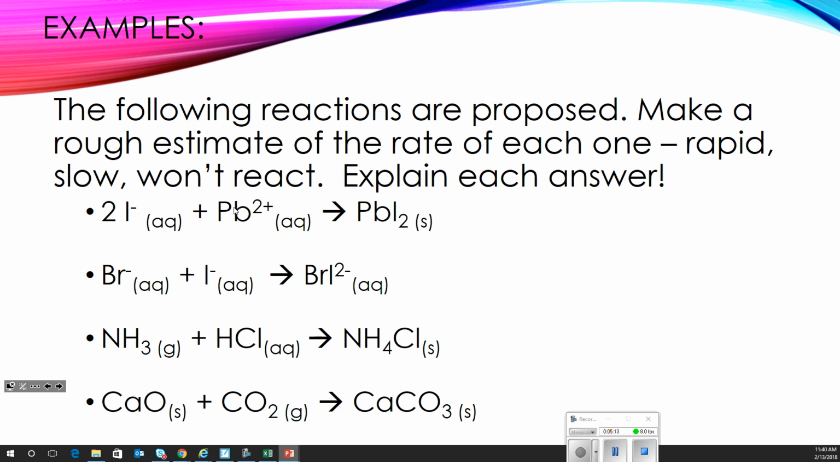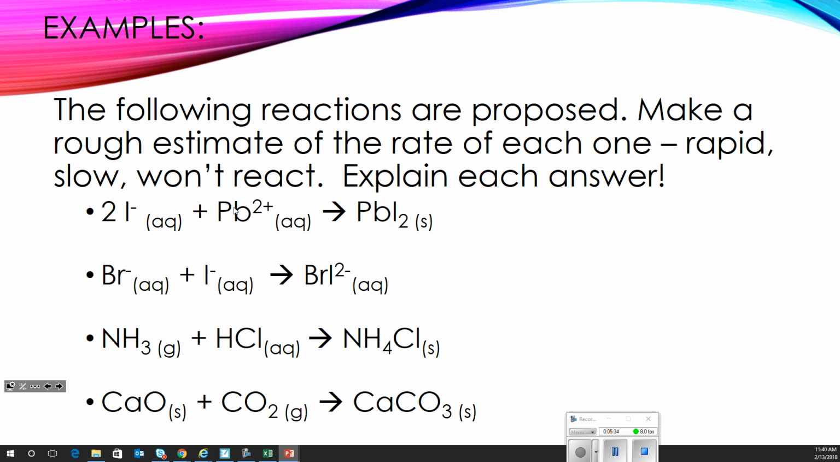So the first one, we've actually seen this reaction when I was showing you the different types of reactions. This was a synthesis reaction with potassium iodide and lead nitrate. I poured the two clear liquids together and we got a yellow solid that came out. It was a yellow canary solid.